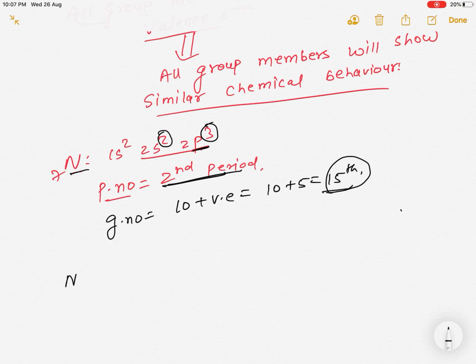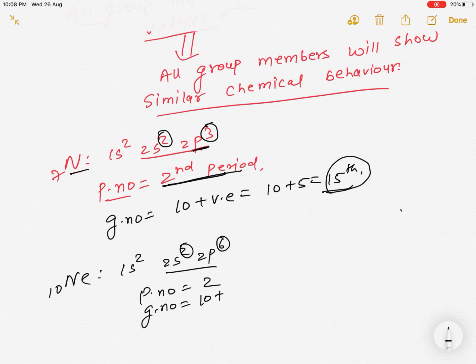Let's take one more example. Let's take neon, 1s2, 2s2, 2p6. What do we see? Period number is second. Valence electrons are 2 plus 6, 8, and it's a p block element, so the group number should be 10 plus 8, 18th.